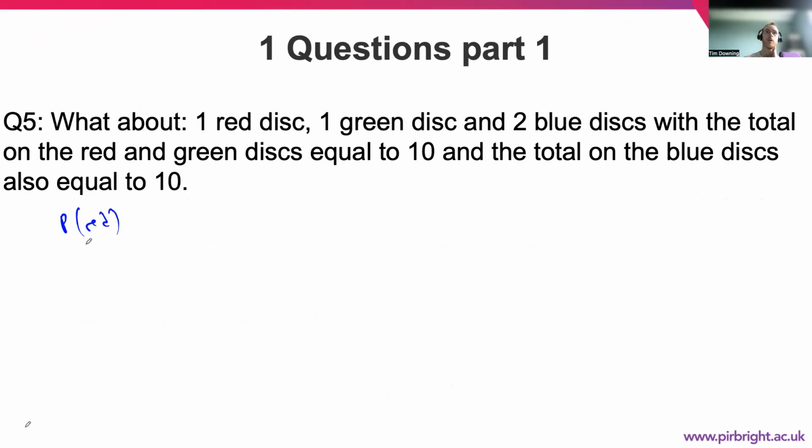Similar question. What about a red disk on its own? That's going to be red, green disk, and then 2 blue disks. But here we're told that the red and green disk must sum to 10, and that the blue disks must also sum to 10. So visually, this is a more complex problem that can help if you visualize it.